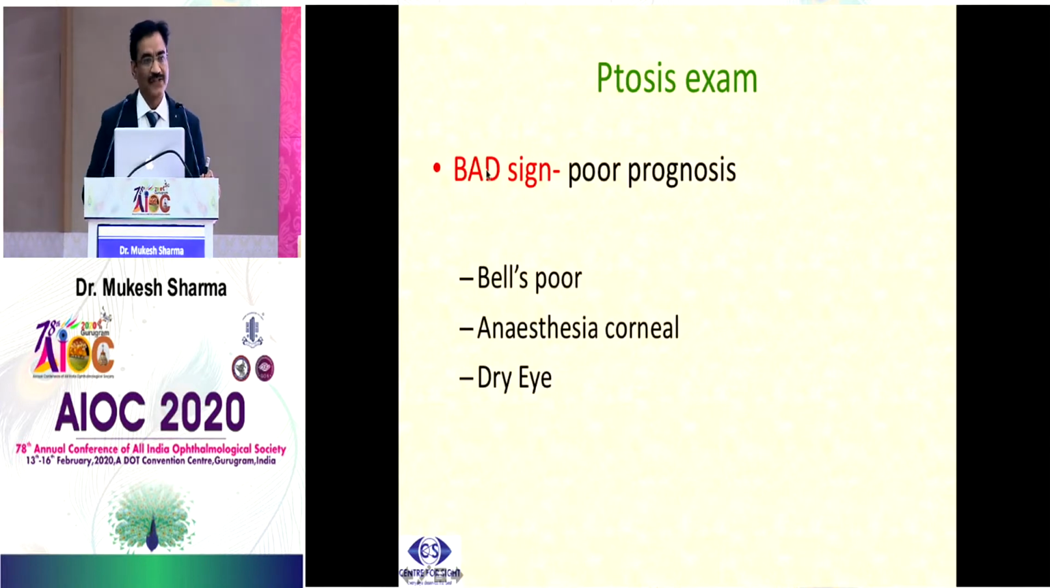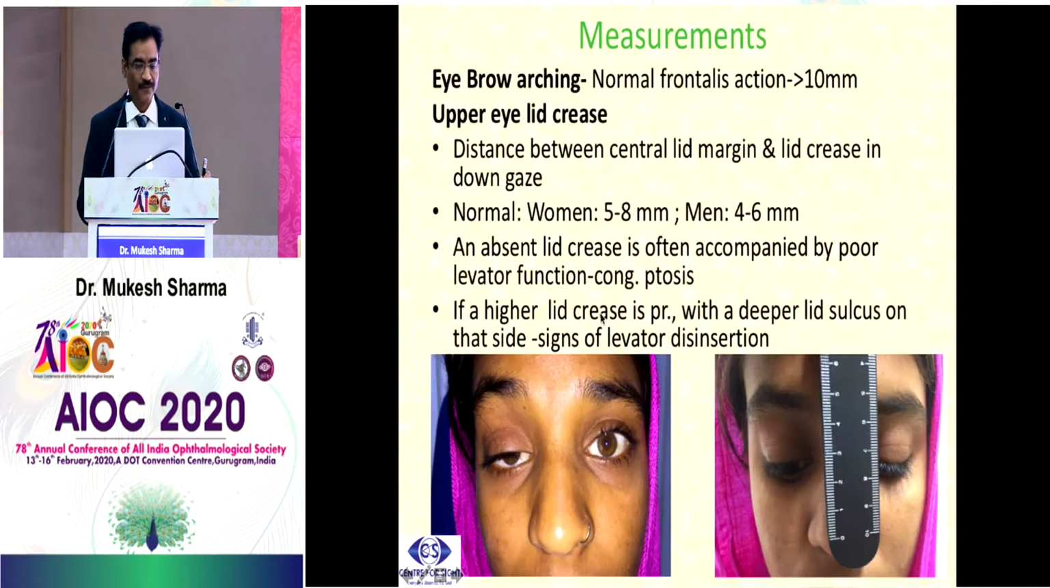Now there is one BAD sign, it's a mnemonic. BAD sign stands for poor Bell's, B for Bell's, A for corneal anesthesia, and D for dry eye. If any of these 3 is present, this signifies a poor prognosis for ptosis surgery.